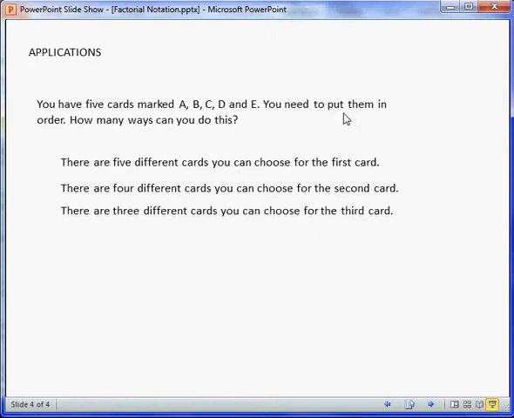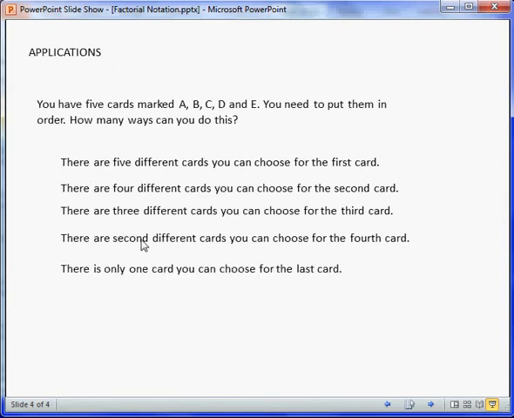There are 3 different cards that can be the third card. 2 different cards that can be the fourth card. Did I say second? I should say 2. And there's only 1 card that can be the last card. So how many different ways is that? Well, it's 5, and then 4, and then 3, and then 2, and then 1. But every time you've got to multiply those. There's 120 different ways.